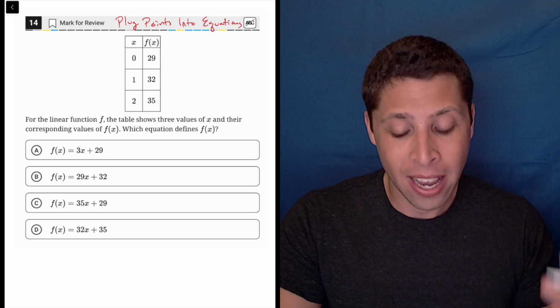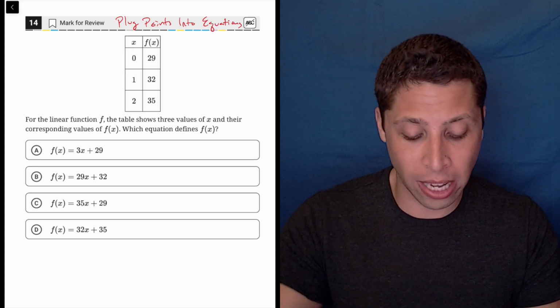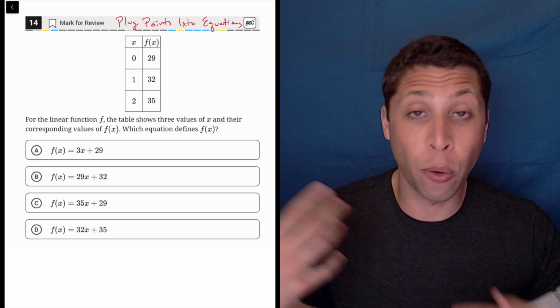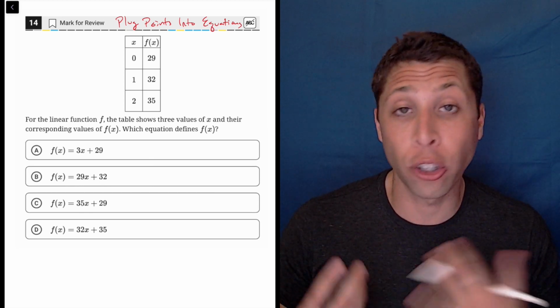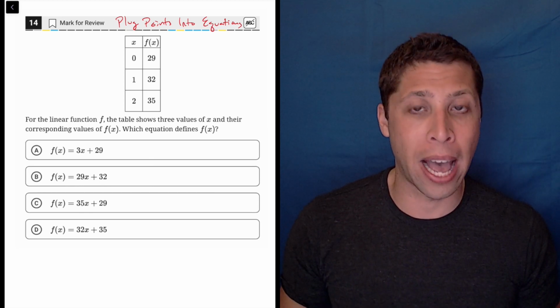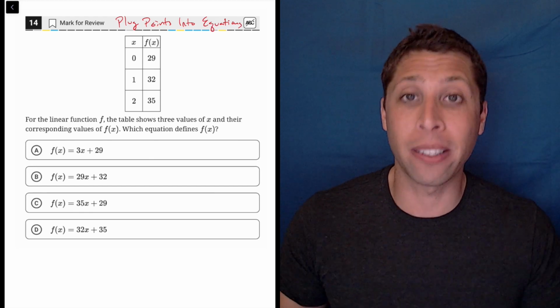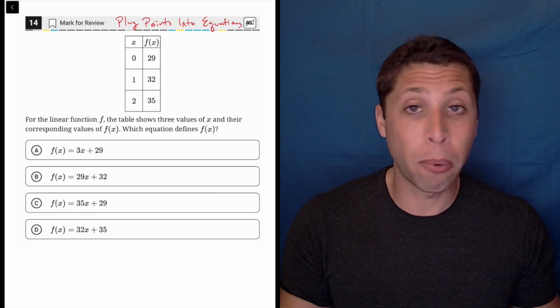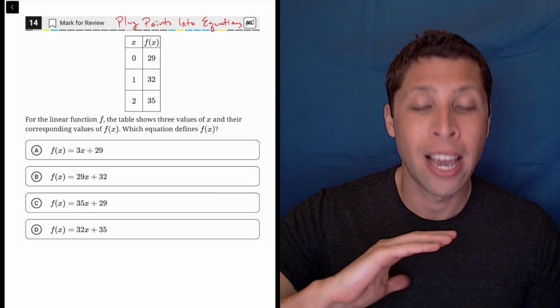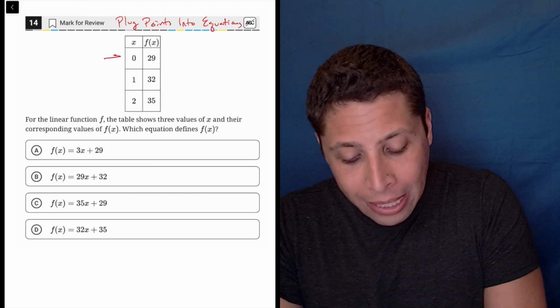Do I have points? Yes, that's what this chart is. This is a set of coordinates, x's and y's. Now the y is labeled as f of x. That's function notation. We need to be comfortable with that, but basically it's as simple as a question can get on the SAT. We're going to take points, plug them into the equations, and see how it lines up. And we should start with the easiest point.